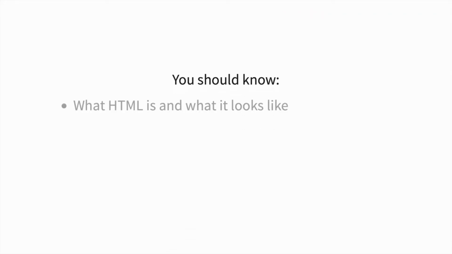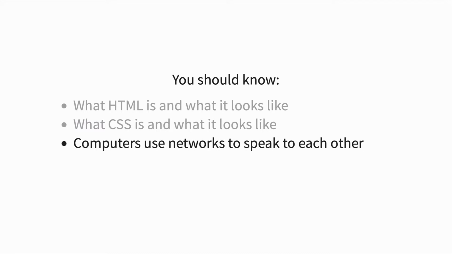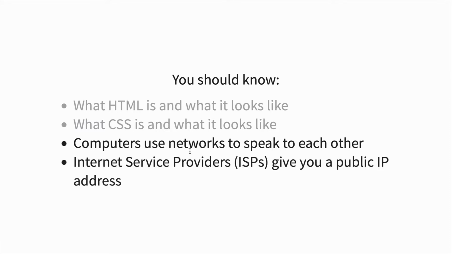You should also know what HTML and CSS look like, but that's less important in this video. More importantly, you should just know generally that computers use networks to speak to each other. You should also know generally that an internet service provider, when you get internet access at your house, say, will give you a public IP address. You use the public IP address to speak to other computers in the world. So great, let's learn HTTP.